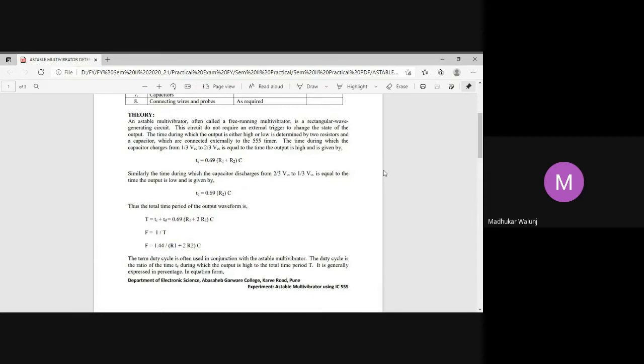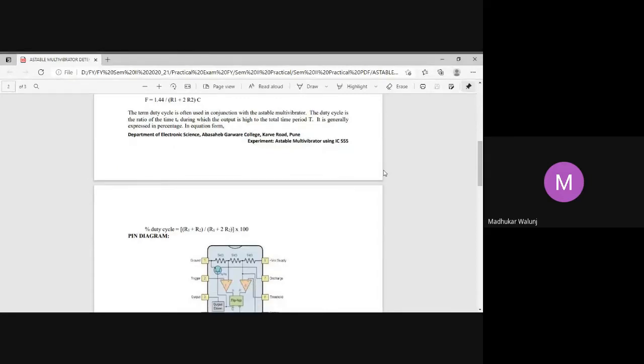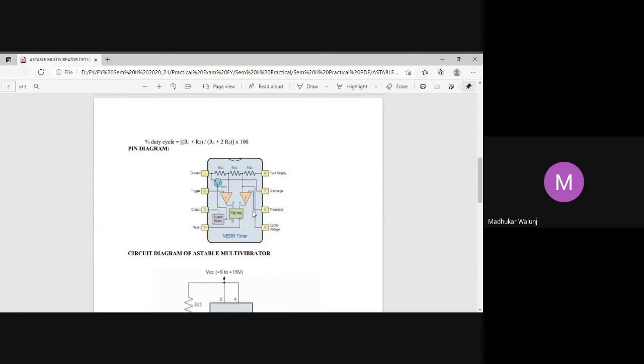The duty cycle is in conjunction with the astable multivibrator. We are not going into detail on the duty cycle. If you are interested, you can go for a percentage duty cycle with this formula. Pin diagram of the IC 555: ground, trigger, output, reset, control voltage, threshold, discharge, and supply.